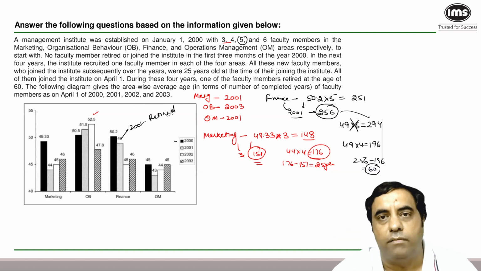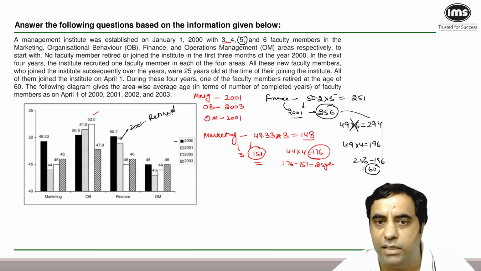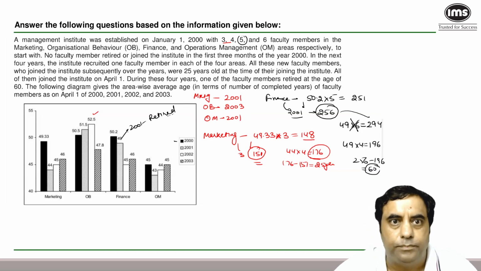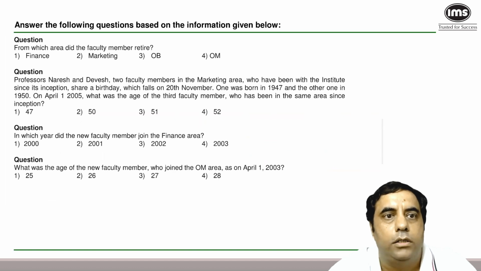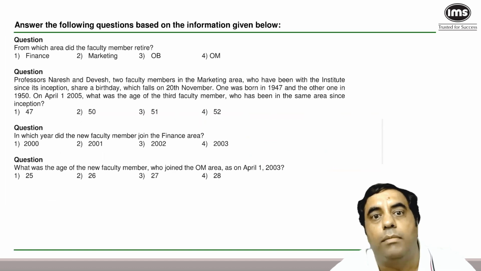And then we can straight away say the next year should have been a joinee. So we can straight away say this. That means the clarity is there. Let's look at the question, what they are asking in this. Okay. So the first question is, from which area did the faculty member retire?